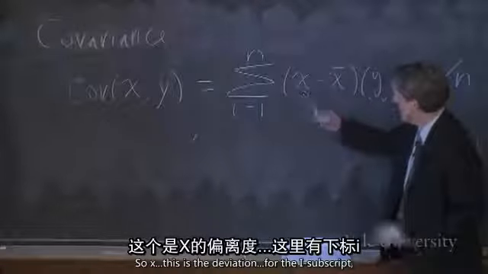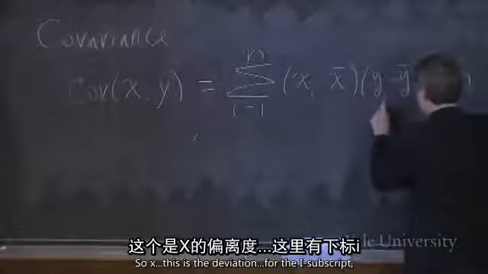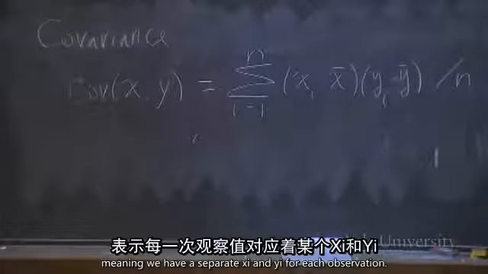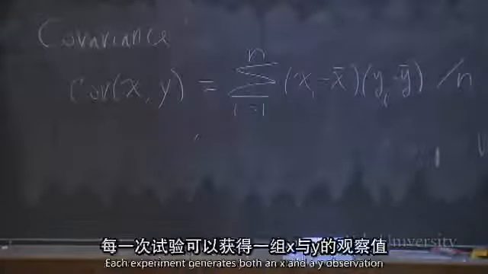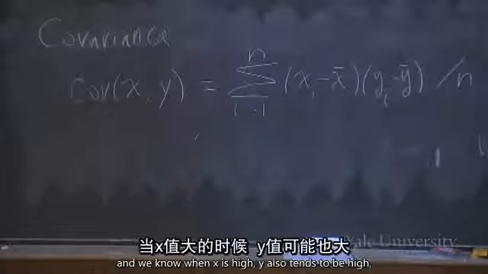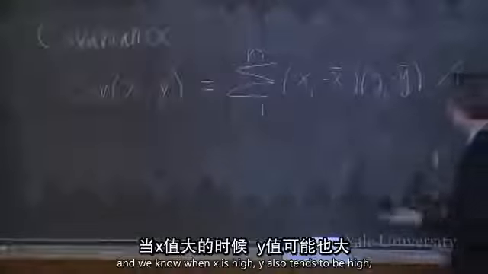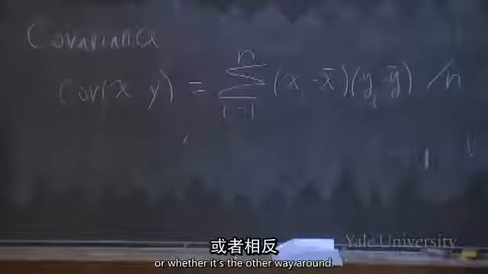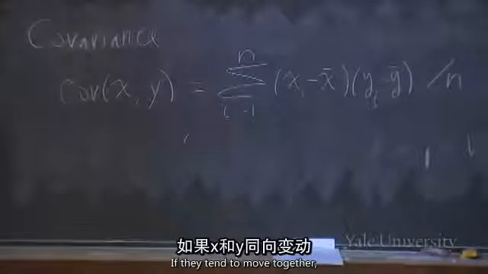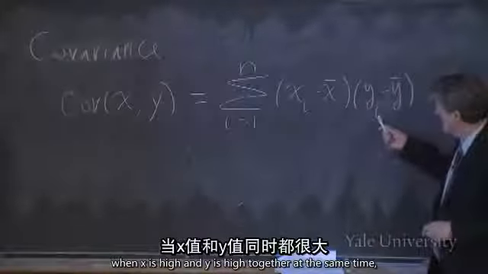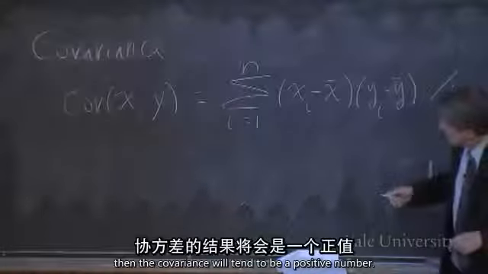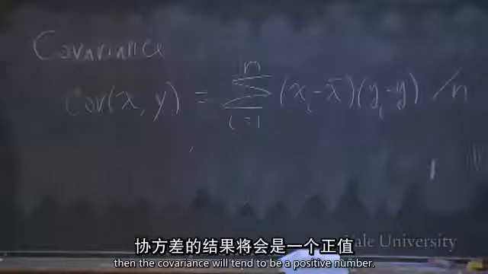So this is the deviation, for the i subscript, meaning we have a separate x sub i and y sub i for each observation. So we're talking about an experiment where each experiment generates both an x and a y observation. And we want to know whether when x is high, y also tends to be high, or whether it's the other way around. If they tend to move together, if x is high and y is high at the same time, then the covariance will tend to be a positive number.